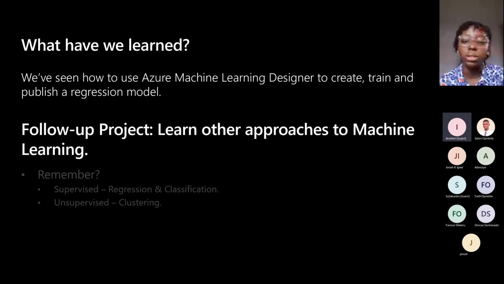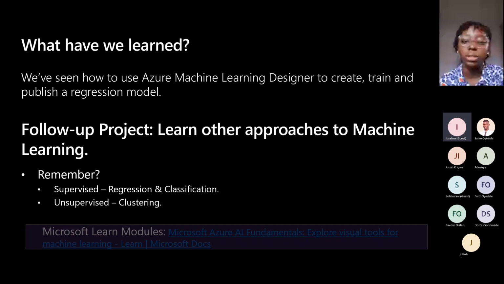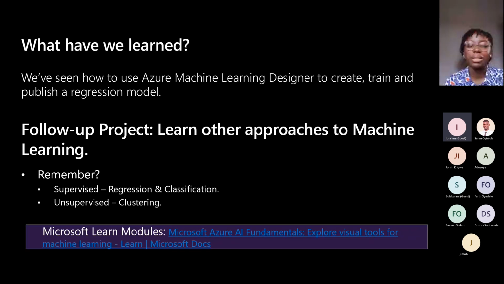Now, what I would like you to do as a follow-up project is to learn how to use the other approaches to machine learning. Remember that there are two, supervised and unsupervised. Under supervised, you have regression and classification, and under unsupervised, you have clustering. We treated regression today. Each of these, classification and clustering, and also a much more detailed explanation of machine learning, how AutoML works, and how you can use AutoML in an exercise, are all contained in Microsoft Learn modules.